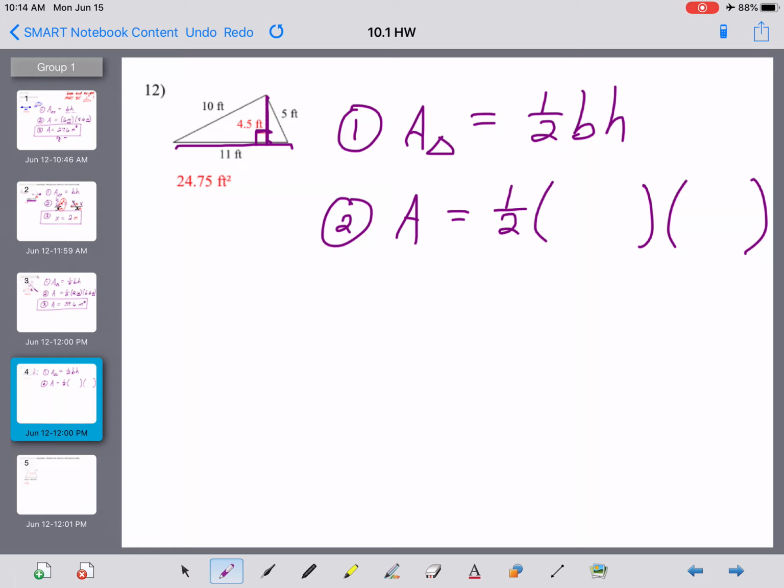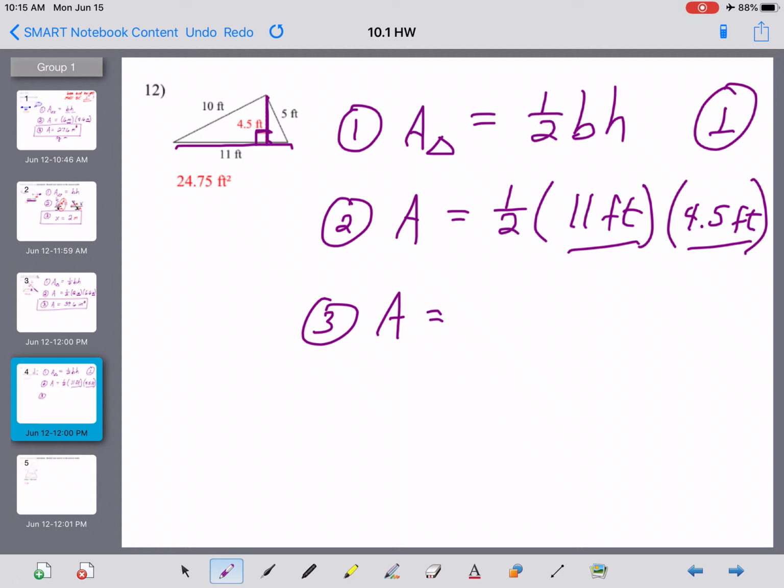So yeah, 11 feet is going to be your base, and the side perpendicular to it, which is 4.5 feet, that's going to be your height. But let's be clear, those are the base and the height because they are perpendicular to each other, not because 11 is on the bottom. That's irrelevant. Okay, and step 3, let's just clean up this right-hand side, everybody.